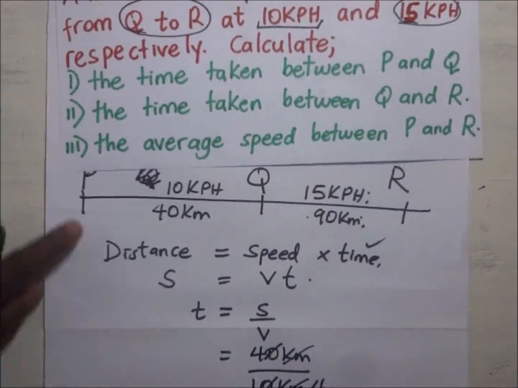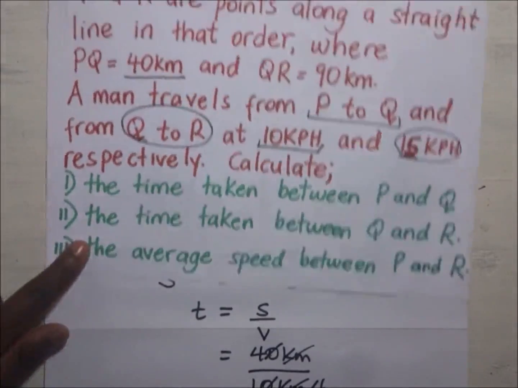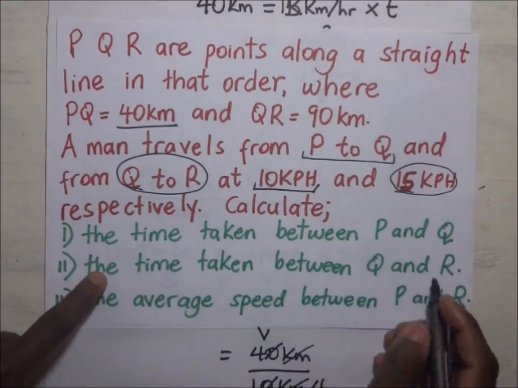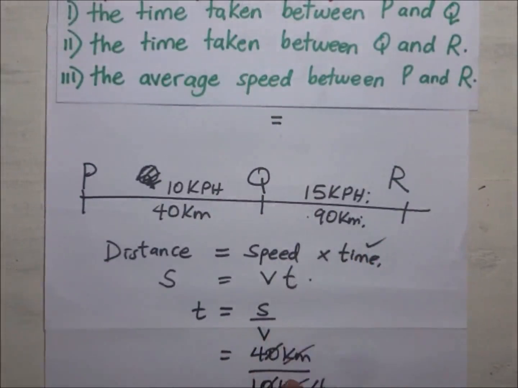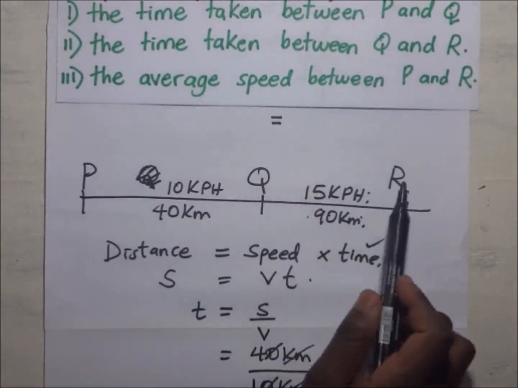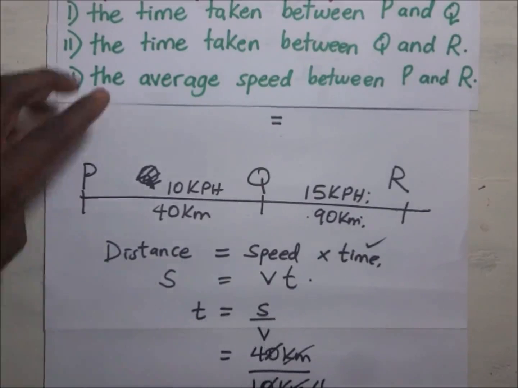So it means that the time taken to move from P to Q is 4 hours. Roman 2, they're asking us to find the time taken between Q and R. That's the second part of the motion. We are going to do the same. The time taken between Q and R, still we are going to use this: T is equal to S over V, and we find the time.